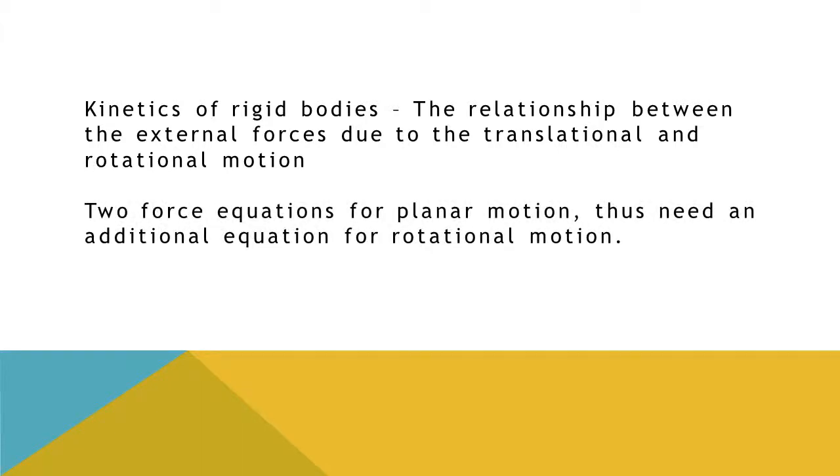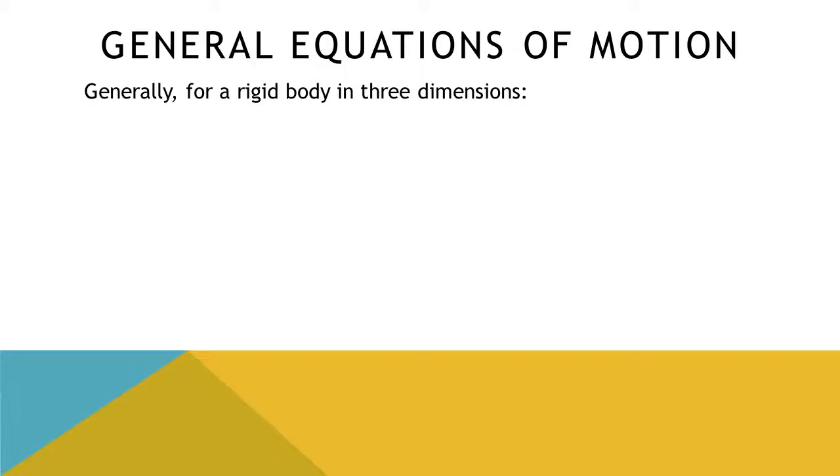In addition to the two force equations of motion for planar motion of particles, an additional equation is needed to specify the state of rotation for the plane motion of a rigid body. Thus, two force equations and one moment equation or their equivalent are required to determine the state of rigid body plane motion. General equations of motion.